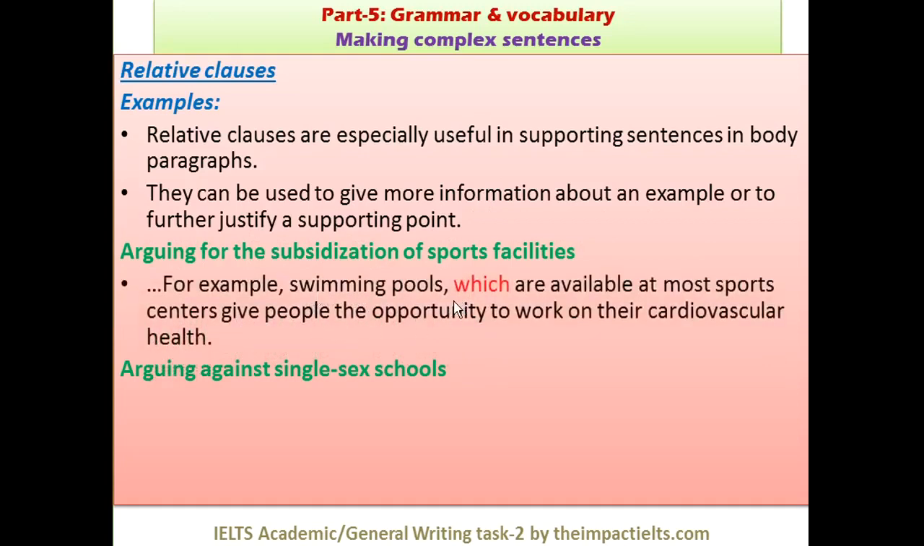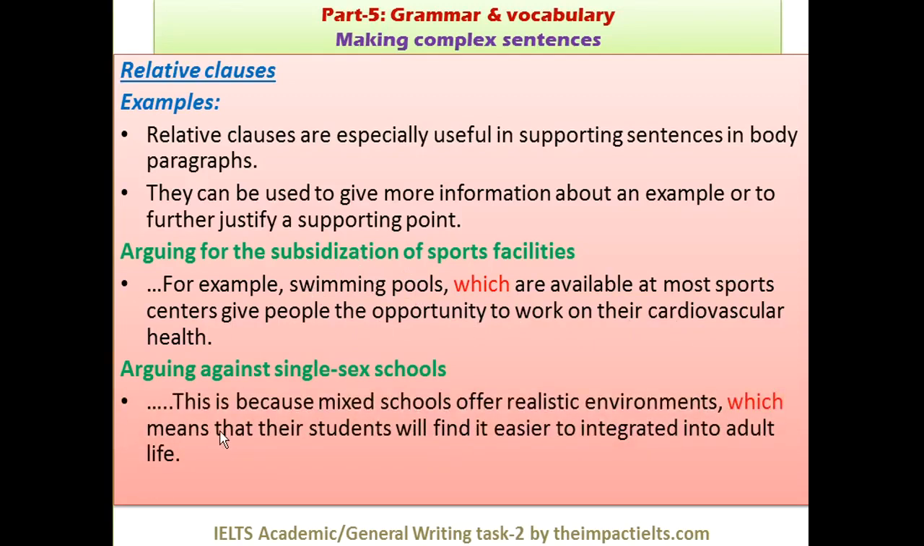Swimming pools, which are available at most sports centers. I'm not defining swimming pool here. I'm not saying what a swimming pool is, right? So we need a comma here. Swimming pools, which are available at most sports centers, give people the opportunity to work on their cardiovascular health. So I'm not defining swimming pool here, so that's why the comma is there.